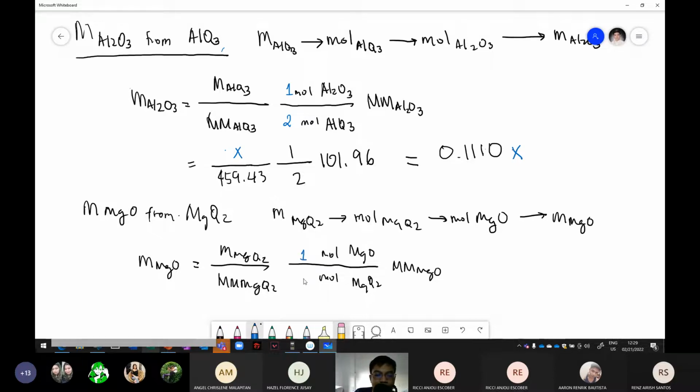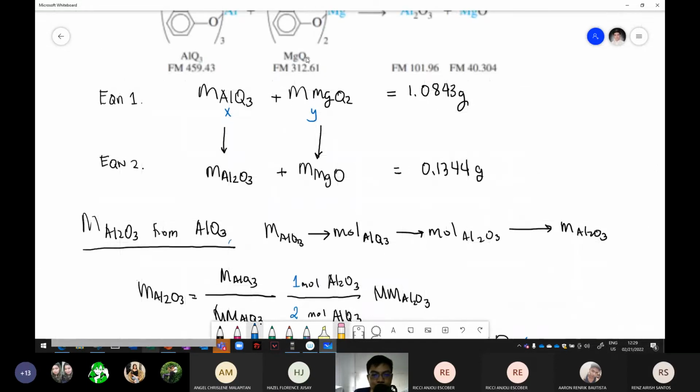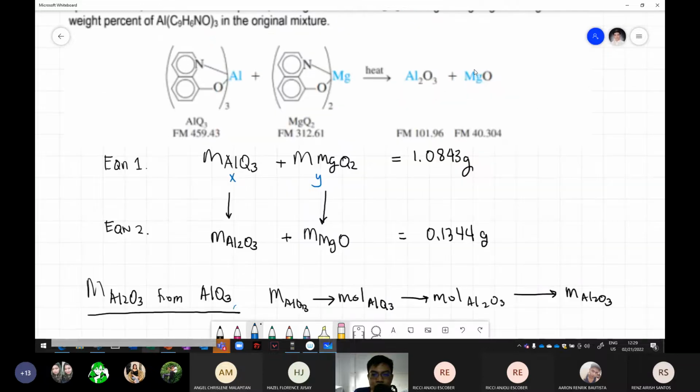Anong atom na titignan natin? Yung magnesium naman this time. Okay? Kanina aluminum, ngayon magnesium naman. Kasi yun yung common sa kanilang dalawa. Okay? MgQ2 yun ha. Ayan, MgQ2. So isang magnesium and then pagdating sa product, isa pa rin magnesium.